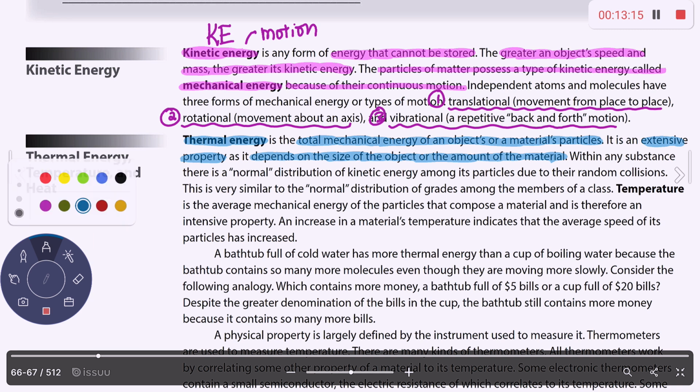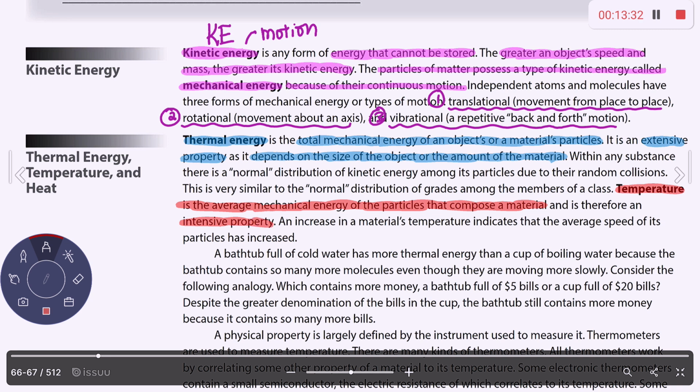Temperature is actually the average motion that you have of all the particles in a sample of matter. It doesn't depend upon how many particles I have. So therefore, it is an intensive property. So if the average speed of particles increases, the temperature increases.